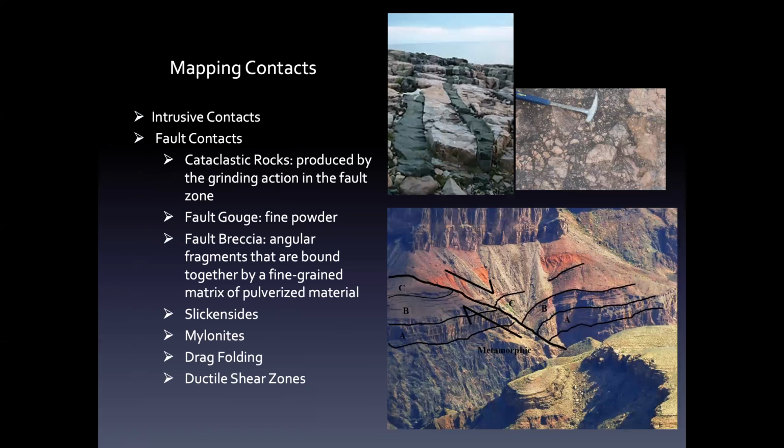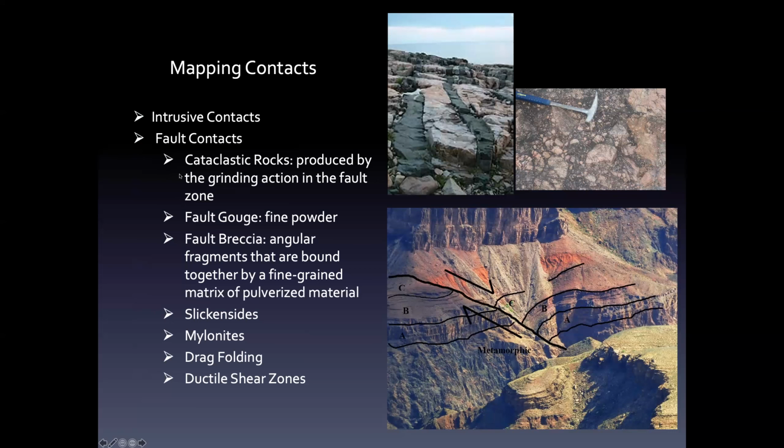When we go out in the field, we oftentimes map contacts. Contacts become very important because they help describe for us what is happening out in the field. Plus, it allows us to place the contacts on a geologic map. I've just listed a variety of contacts here. There are intrusive contacts, which are shown here. These are vertical dikes, probably basaltic dikes.